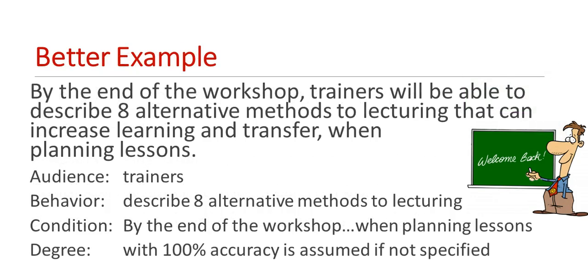Here's a better example, and it reads as follows. By the end of the workshop, trainers will be able to describe 8 alternative methods to lecturing that can increase learning and transfer when planning lessons. Here, the audience is trainers. The behavior, describe 8 alternative methods to lecturing. Condition, by the end of the workshop, so there's a workshop going on. And also when planning lessons. So the students will describe 8 alternative methods to lecturing after the workshop, when they're planning their lessons. And again, it's not stated, but it means 100% accuracy.